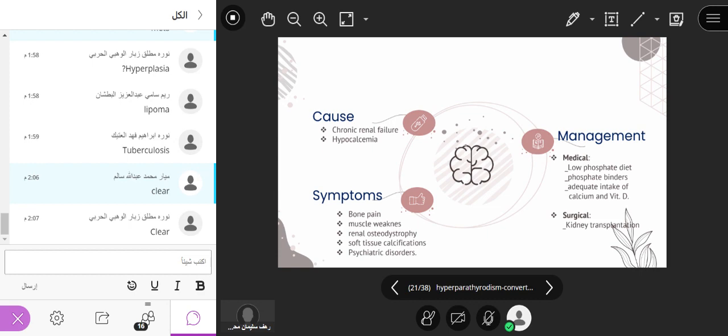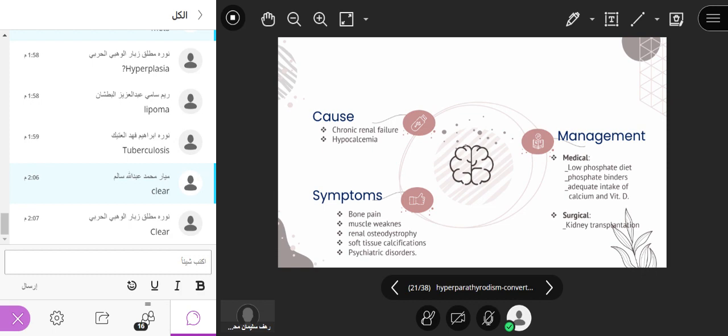Renal osteodystrophy is a condition caused by chronic elevation of parathyroid hormone and abnormal calcium and phosphate levels, which affect bone turnover. So this is called renal osteodystrophy.